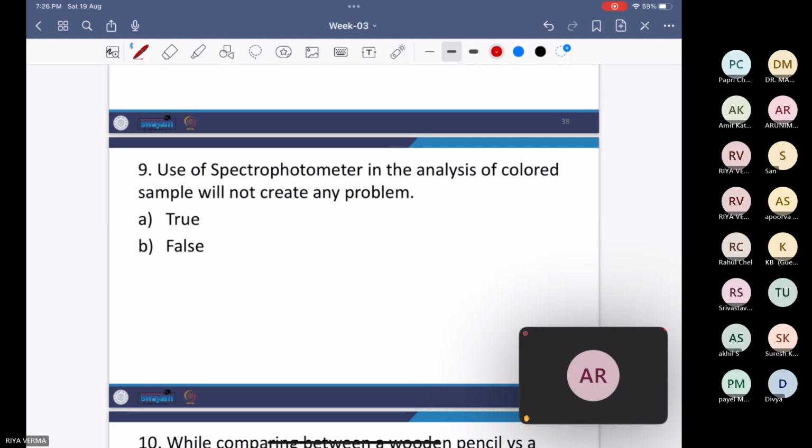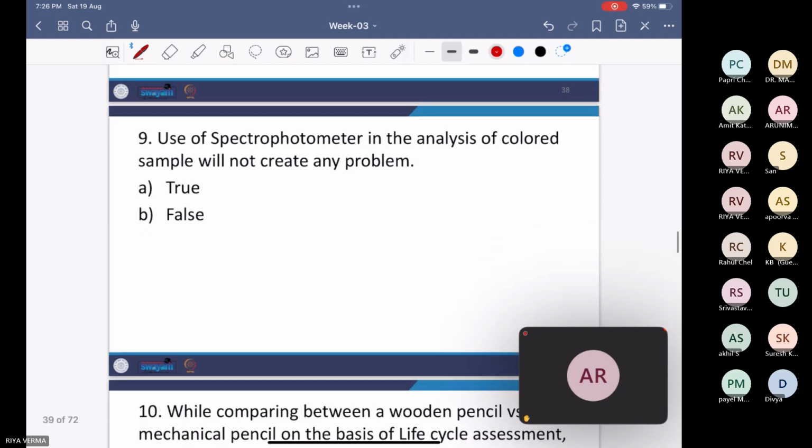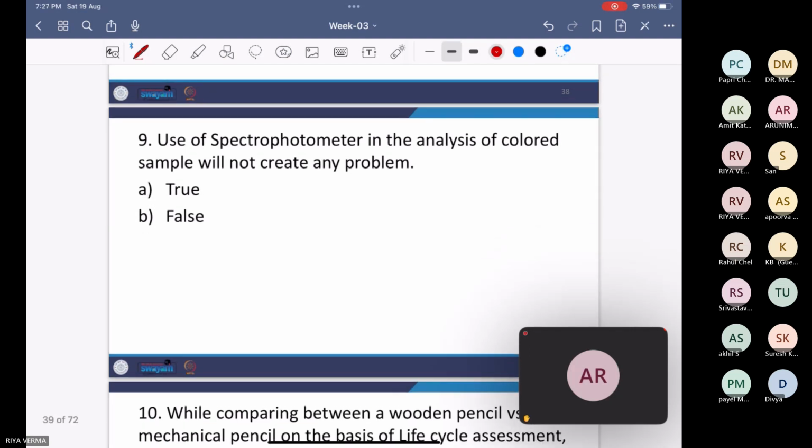Okay, I guess many people must not have performed this experiment with the spectrophotometer. So I'll just tell you that a spectrophotometer will work best for colorless samples, because it is entirely based on the color development technique. So what we do is artificially add some chemicals to generate a specific color, and based on the absorbance of that color we find out the concentration.